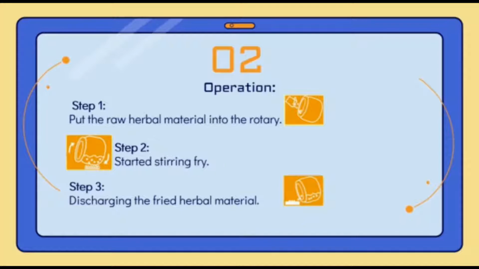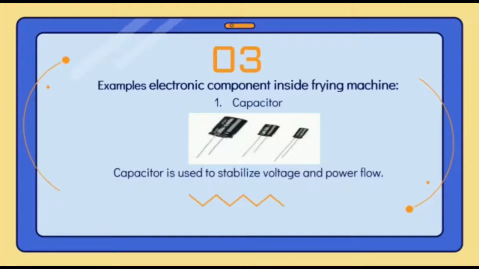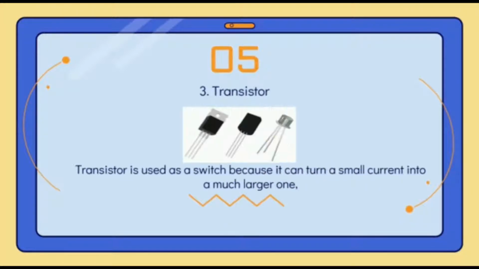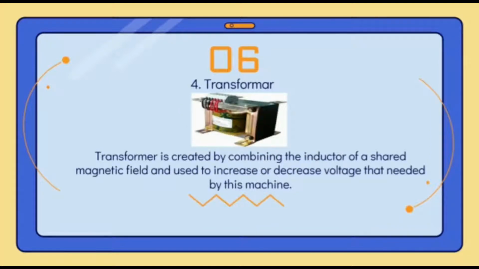And then there are a few electrical components in this frying machine. Number 1 is the capacitor. The capacitor is used to stabilize voltage and power voltage. The second is the resistor. The resistor is used to manage current flow and divide the voltage. Number 3 is the transistor. The transistor is used as a switch because it can turn a small current into a much larger one. And the last one is the transformer, which is created by combining inductors with a shared magnetic field and used to increase or decrease the voltage needed by this machine.